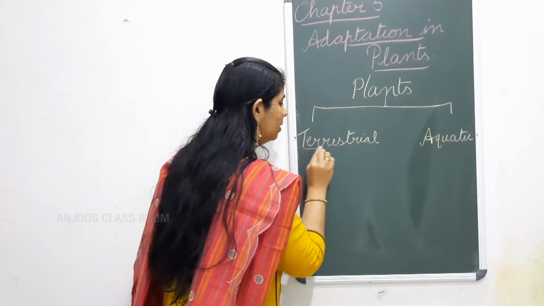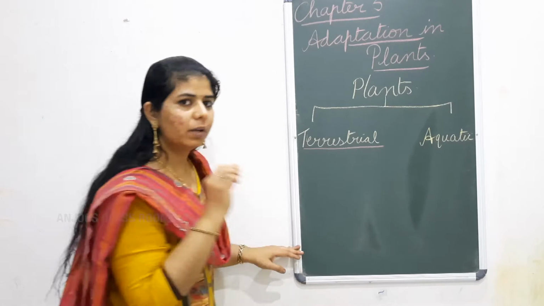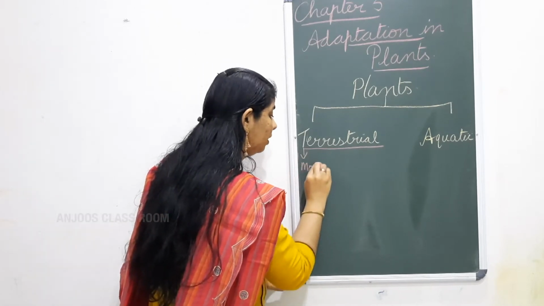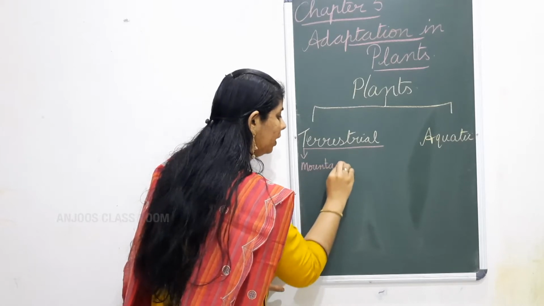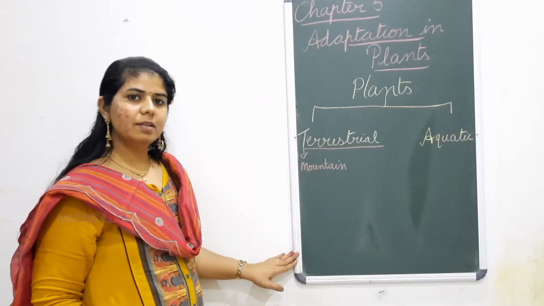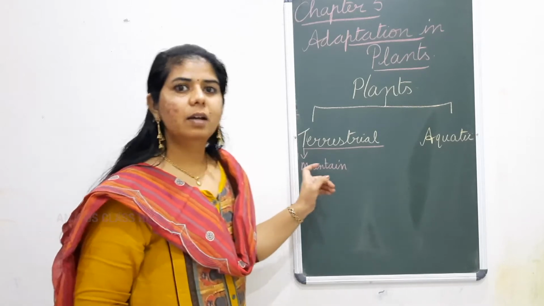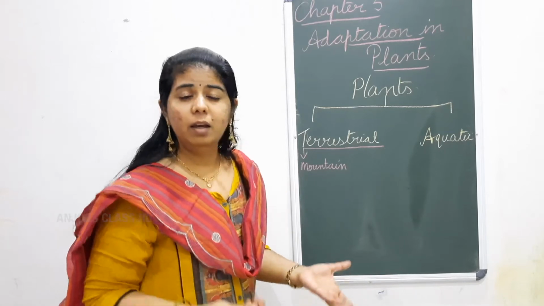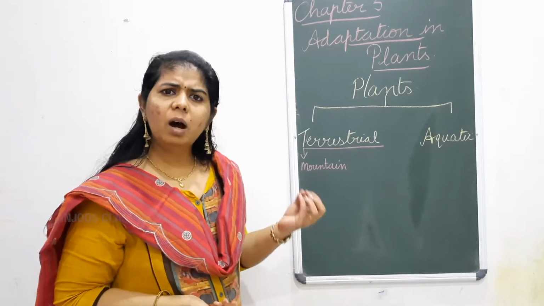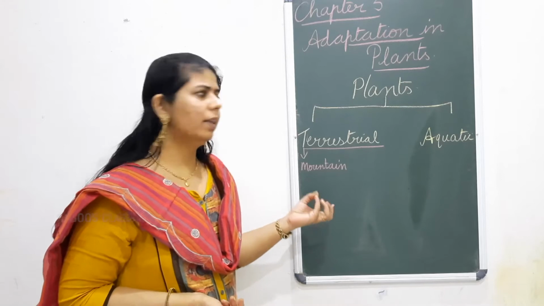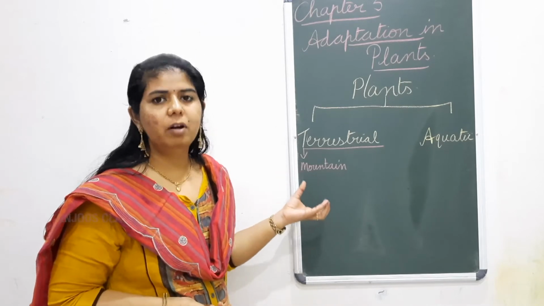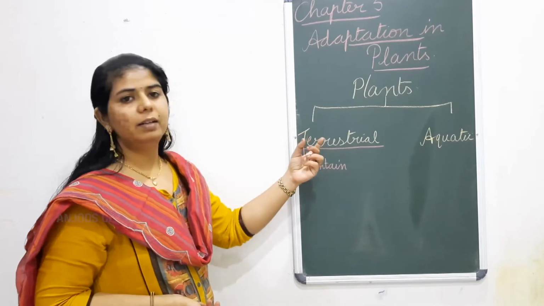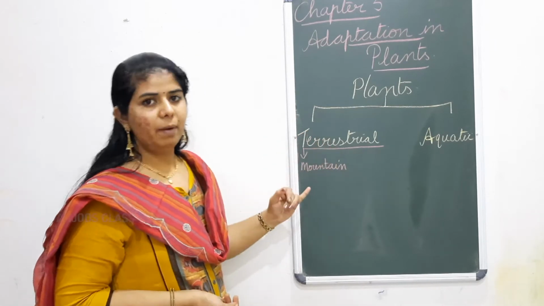The terrestrial plants. First one, terrestrial. That land we can divide, first into mountains. There are plants which grow in the mountains. And you know that on the mountain there will be snowfall and it will be very cold. How are the plants growing in those snowfall areas like mountains? Yes, that and all we will see.